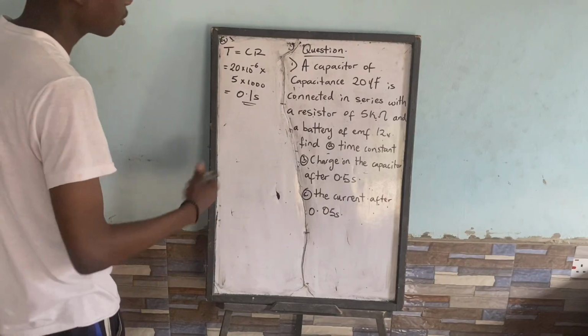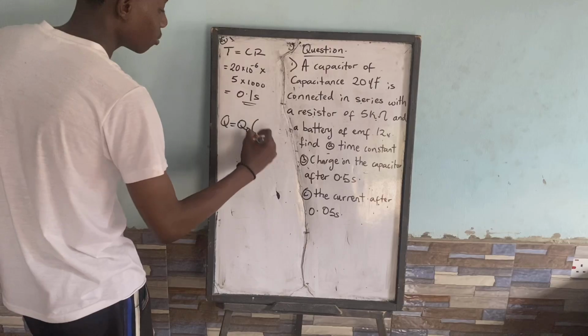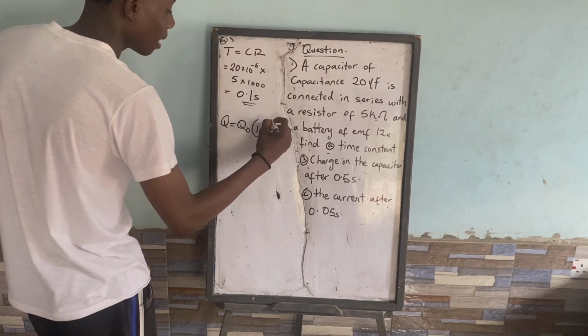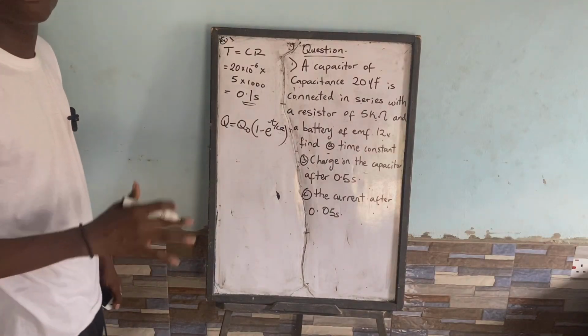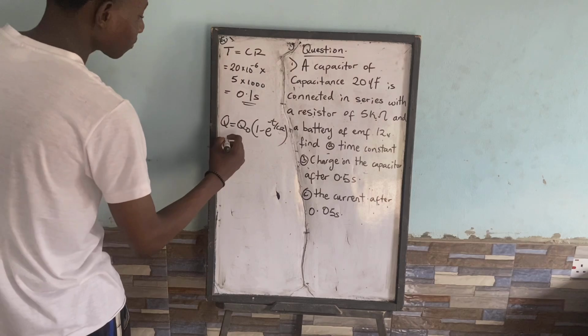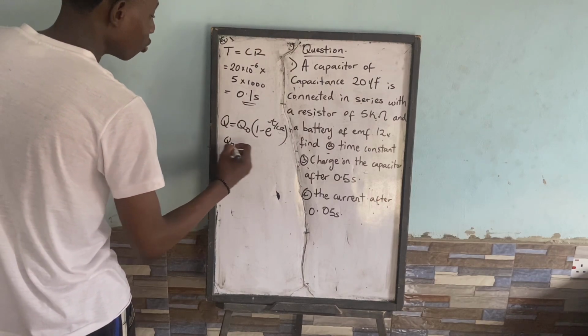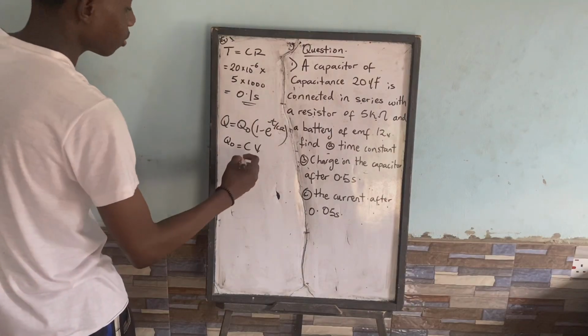So basically, what formula are we going to use? Our Q is equal to Q naught into bracket 1 minus exponential minus T over CR. Are we clear about that? Basically, from the formula for charging of the capacitor. And to calculate our Q naught will be equal to CV. Are we clear?